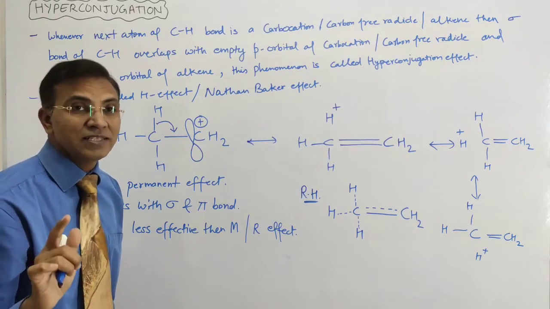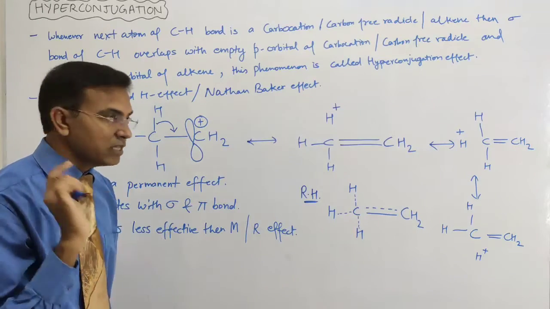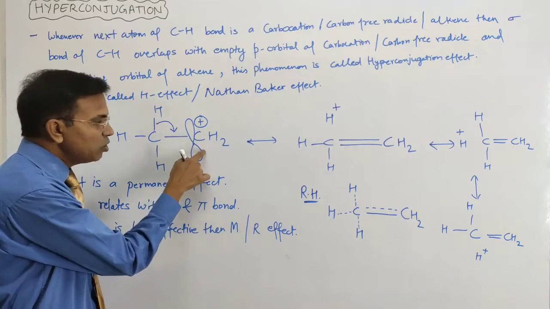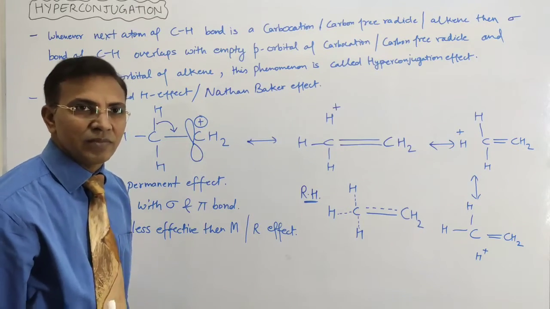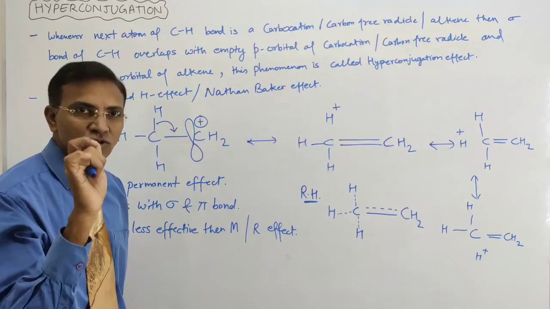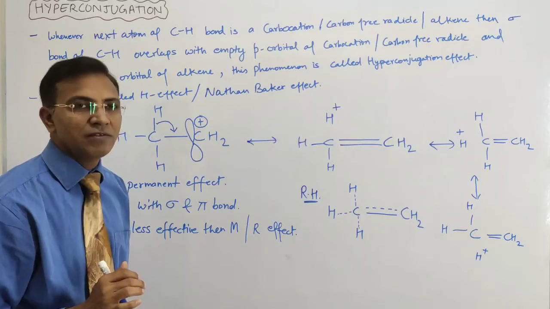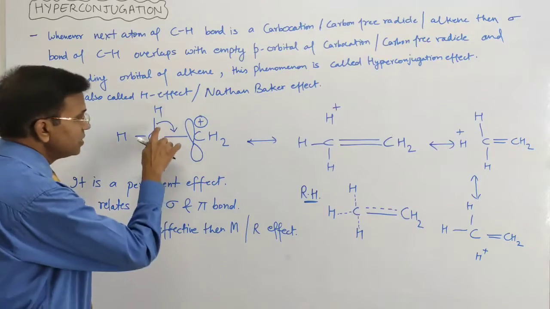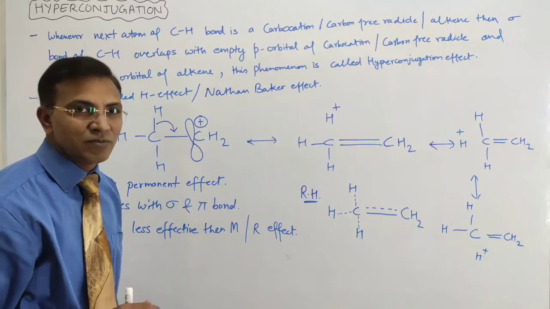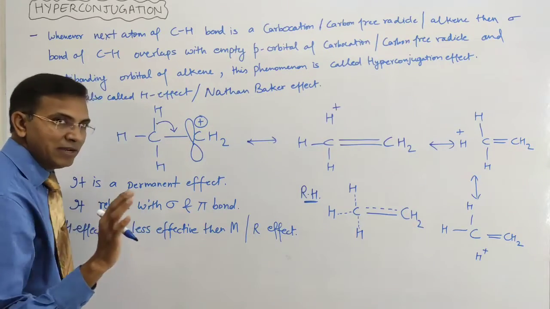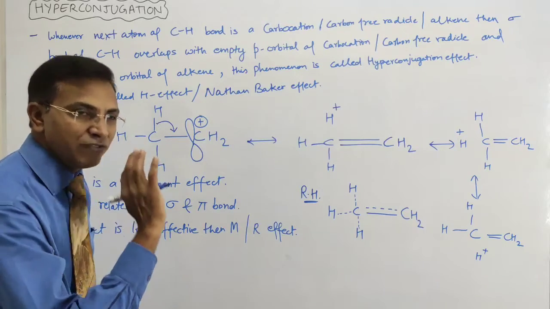Now the next point is, hyperconjugation takes place only in carbocations, carbon free radicals, and alkenes. It doesn't take place in carbanions, because in a carbanion the empty orbital is not present on the carbon atom; the negative charge, the electrons, are present in the p orbital. So an empty p orbital is not there within the carbon atom. So delocalization of the sigma bond doesn't take place, right? So a carbanion doesn't show the H effect.